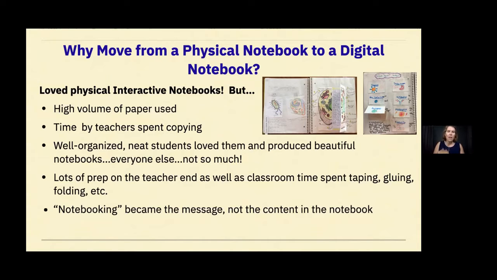So there was just a lot of time that was focused on the notebooking, and that really became the message and not the content. And what I'm looking at now, especially as I'm developing future notebooks, which I am, is looking at process and skills and other aspects and not just notebooking itself.